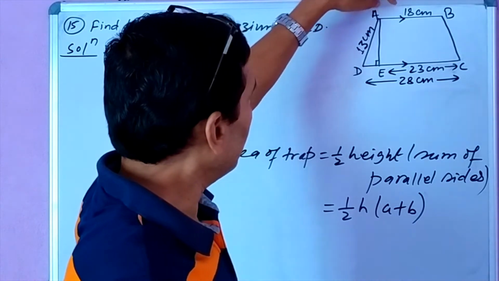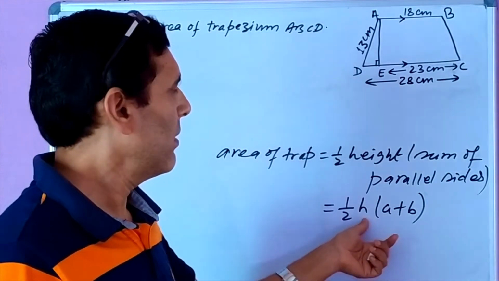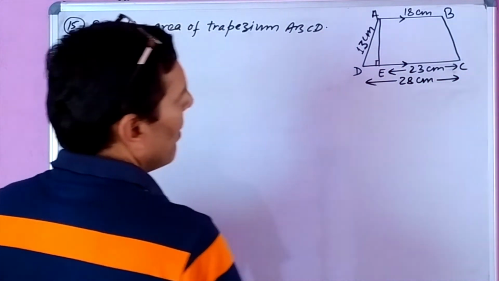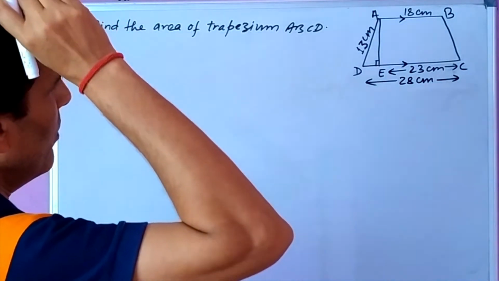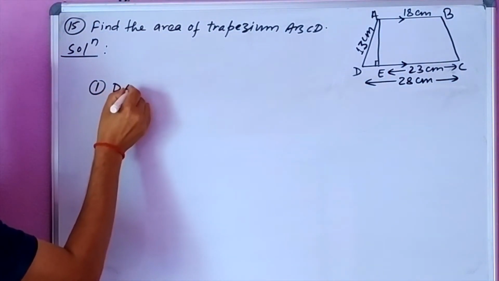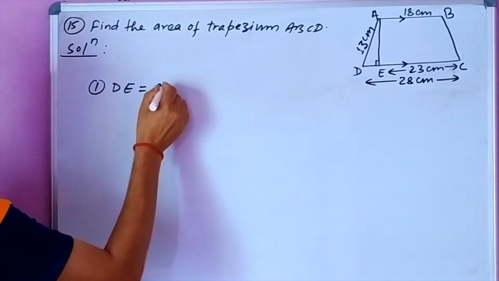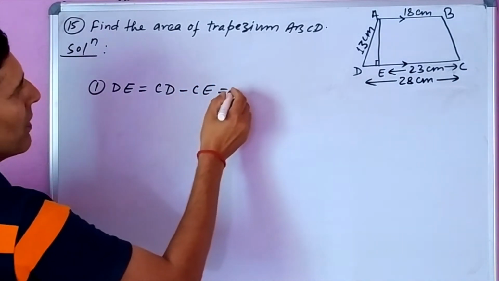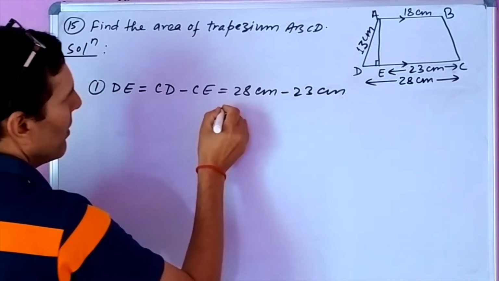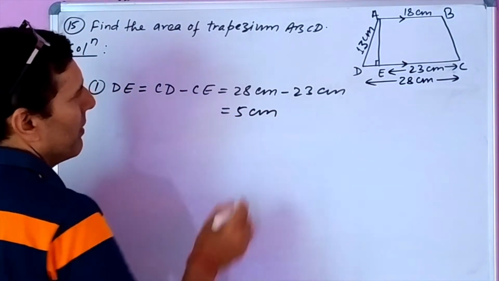So we have the length of the parallel sides here, AB and CD are the parallel sides, but we don't have the height. So first we calculate the height, AE. How do we get the value of AE? For this, we can find DE. DE is equal to CD minus CE, 28 centimeter minus 23 centimeter. So we get DE is equal to 5 centimeter.